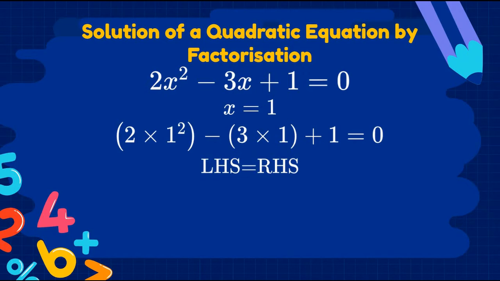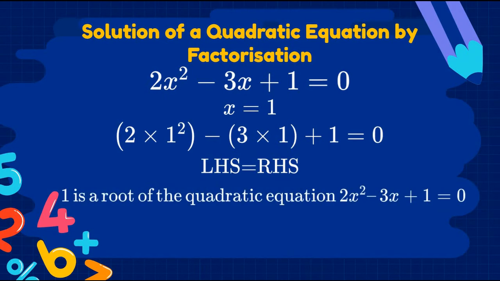2 into 1 square is nothing but 2, and 3 into 1 is 3, so it becomes minus 3. So 2 minus 3 plus 1. So 3 minus 3 is indeed 0. As you see here, LHS is RHS. Both sides we have 0. So by looking at this, we can say that 1 is the root of this quadratic equation 2x square minus 3x plus 1 is equal to 0.